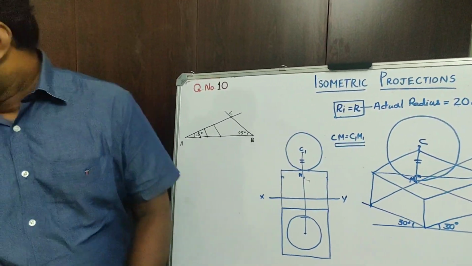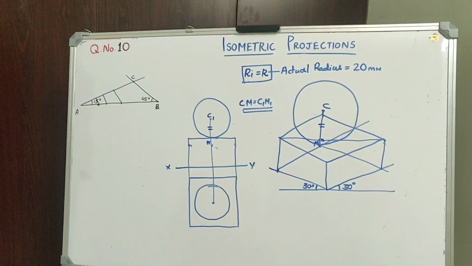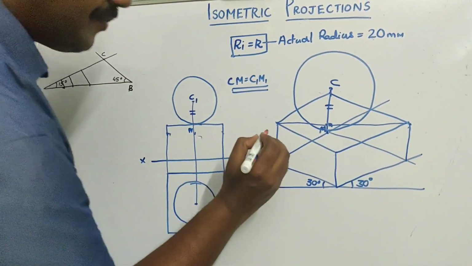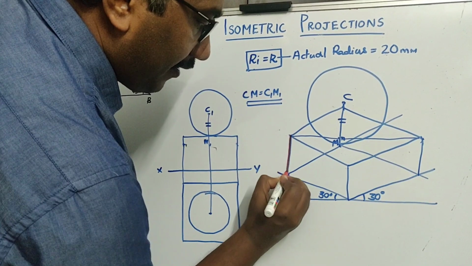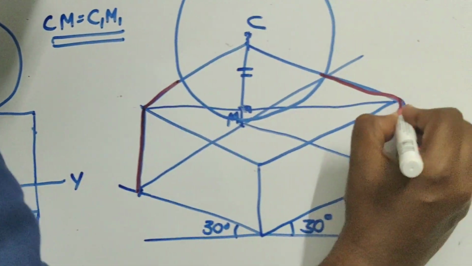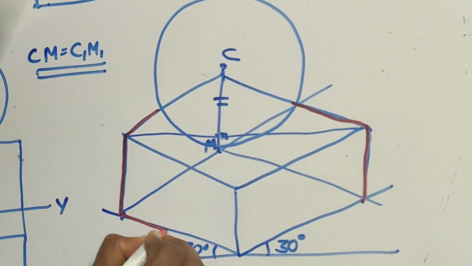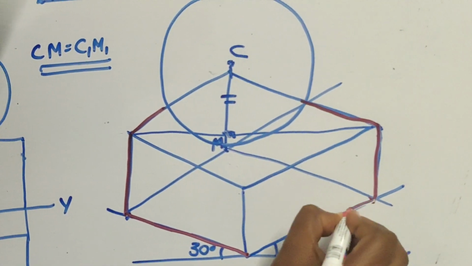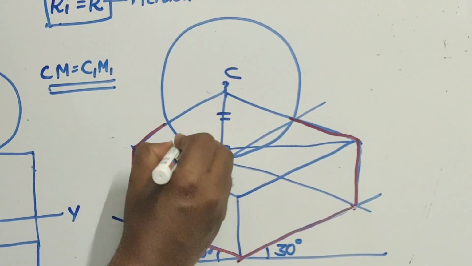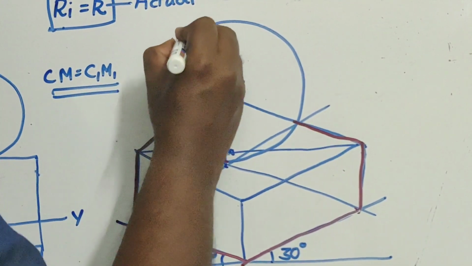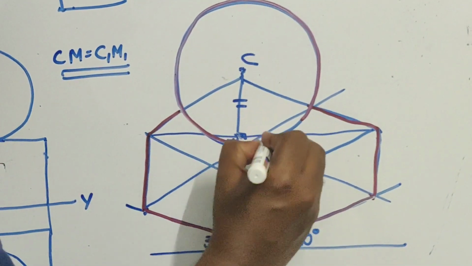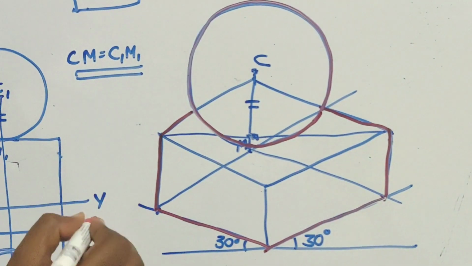Now we will find out what are the visible edges, or visibility we will check. For checking visibility, all the outer edges are visible. The circle is on top of the square slab, so definitely it should be visible. Definitely it should be visible. So the complete circle is visible.